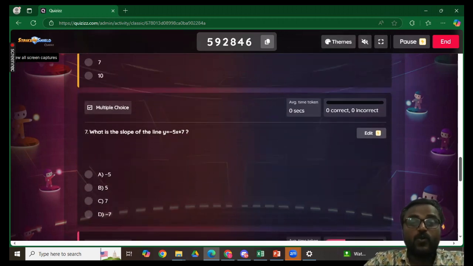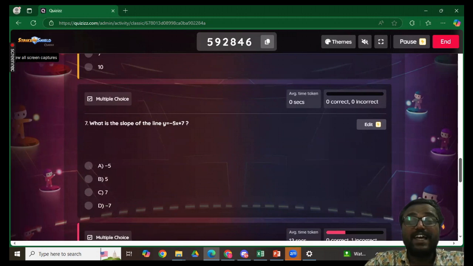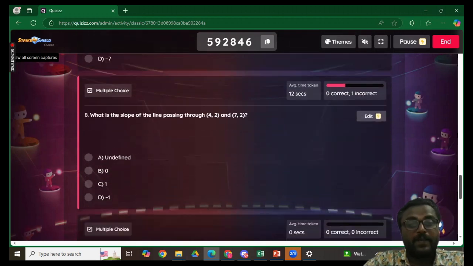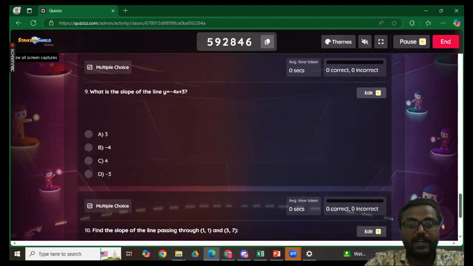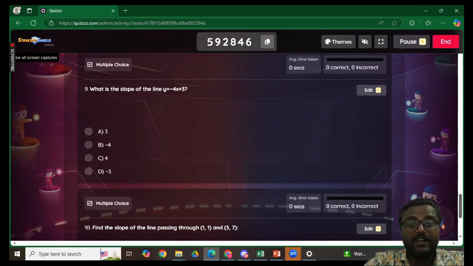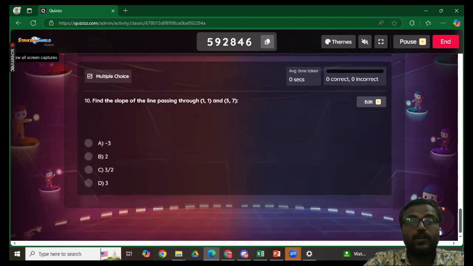Question number 7. What is the slope of the line y is equal to -5x plus 7? Next question. What is the slope of the line passing through 4, -2 and 7, -2? Question number 8. What is the slope of the line y equals to -4x plus 3? And question number 10. What is the slope of the line passing through 1, 1 and 3, 7?